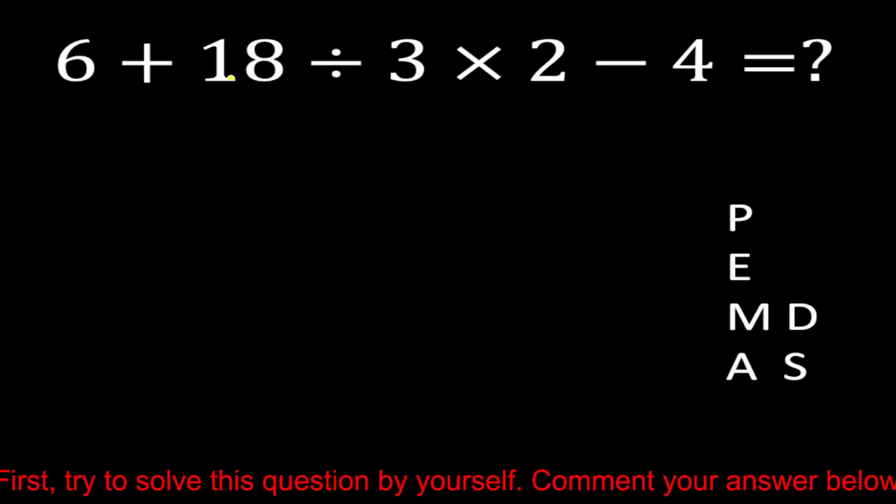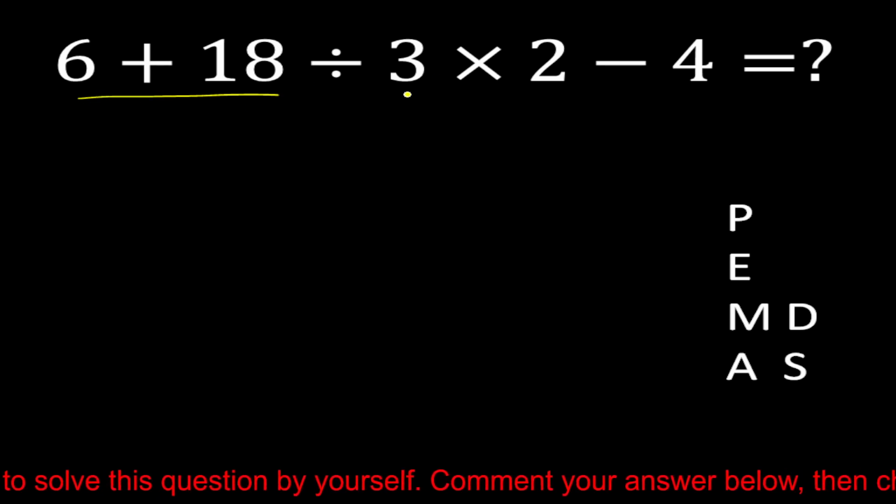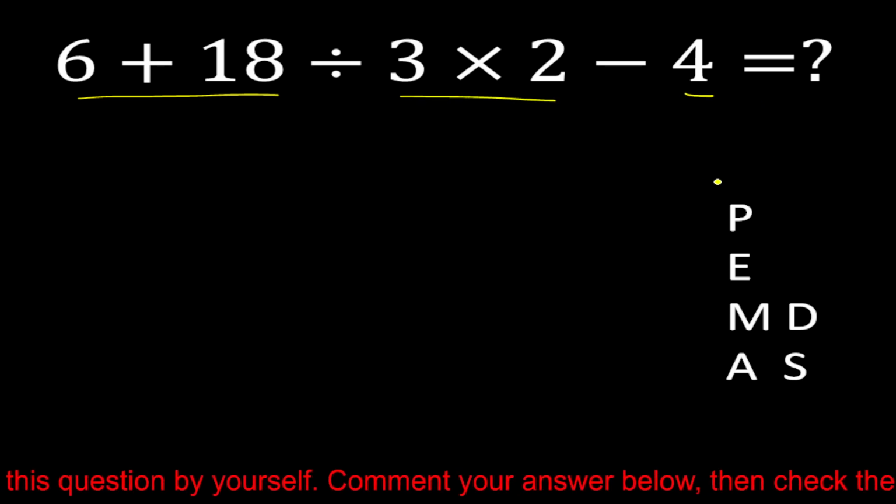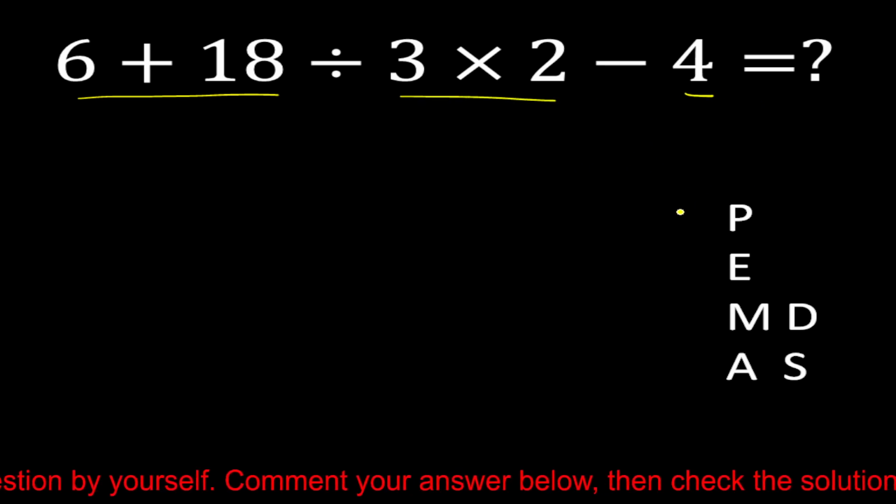So here we have a question: 6 + 18 ÷ 3 × 2 − 4. Now let's solve this problem correctly by using the PEMDAS rule.